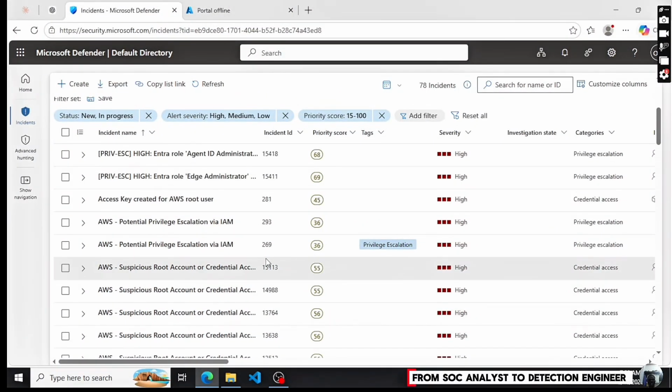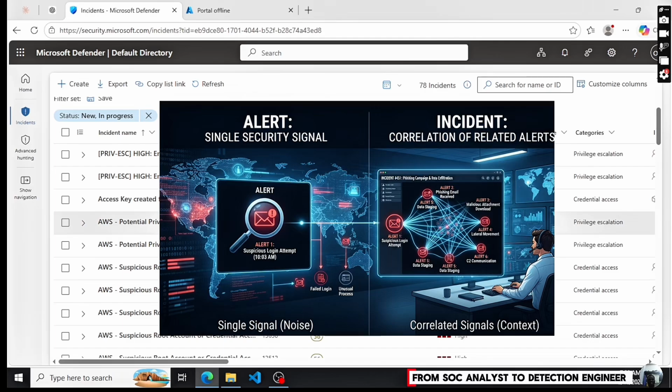Now, before I proceed, there are two terms that we actually need to understand. We need to understand the difference between alerts and incidents. Now, what is an alert? An alert is a single security incident. A single security incident, that's what we call an alert.